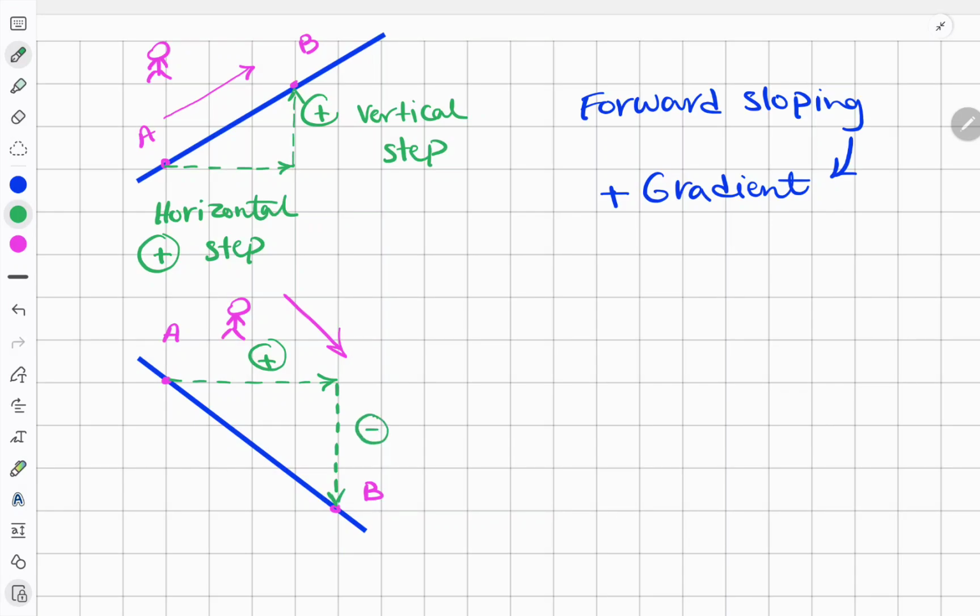So this is negative. And because horizontal step and vertical step don't have equal signs, we call this backward sloping. So in this case, gradient is negative.